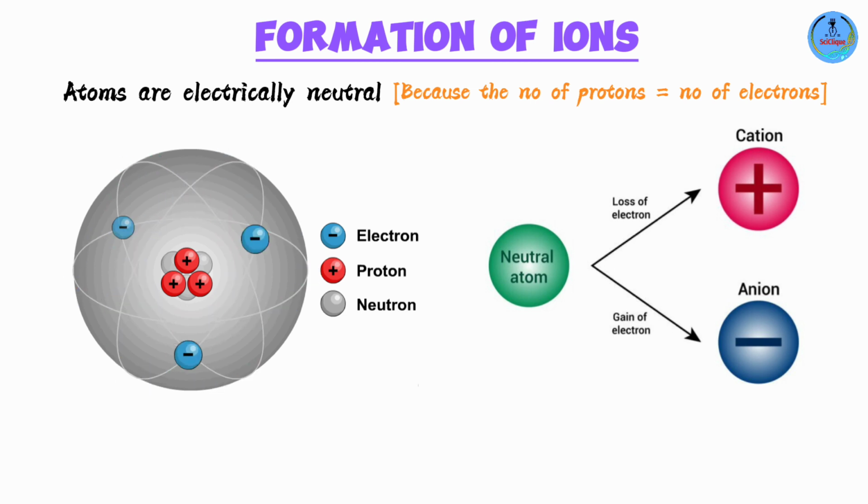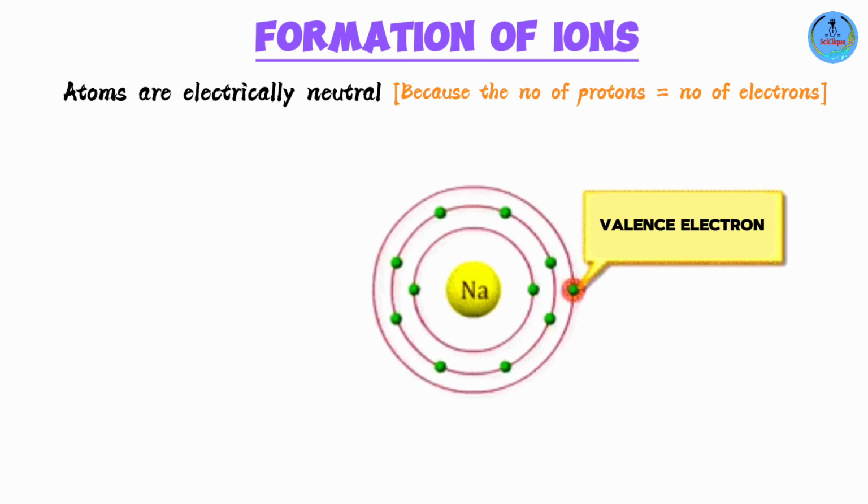Okay, let's take an example of a metal, sodium. This happens to be one of my favorites. Okay, so sodium has 11 protons, atomic number is 11, and of course 11 electrons. So the atom itself is going to be neutral.